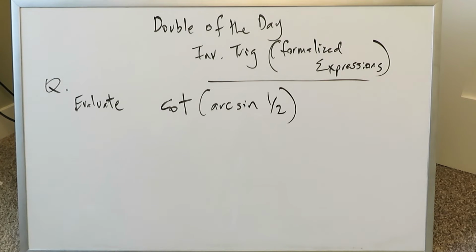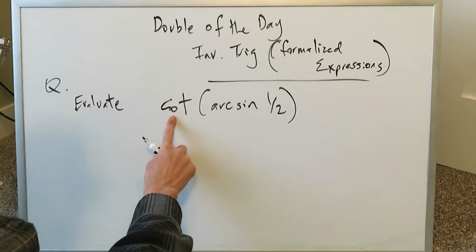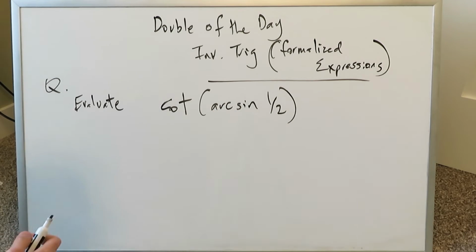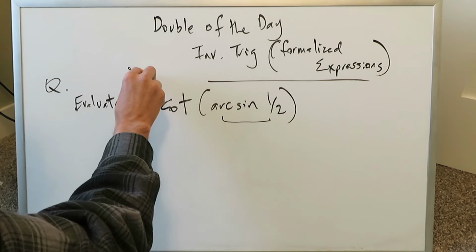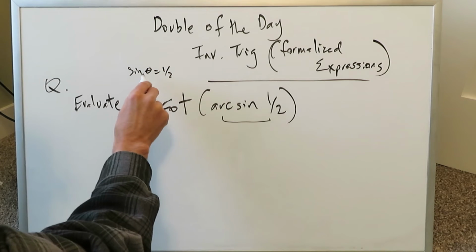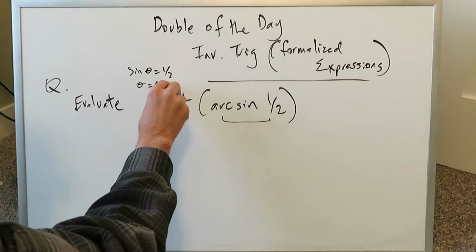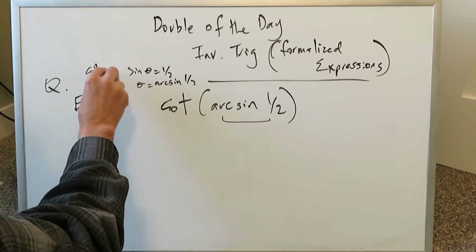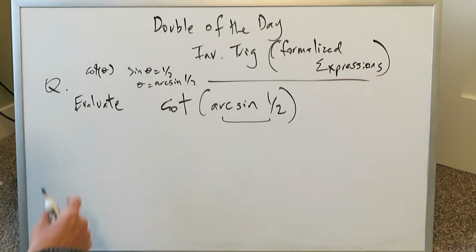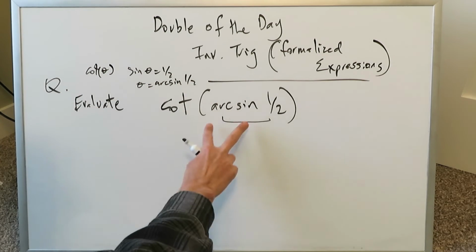Alright, our second question is this. We have to evaluate cotangent of arc sine 1 over 2. And you look at this right over here, because this came right here from sine of some angle was equal to 1 over 2. You solve for theta. Theta was equal to arc sine 1 over 2. Now you're basically just finding cotan of theta. You don't need to do this little exercise. I'm only doing this here to show you how I got this.